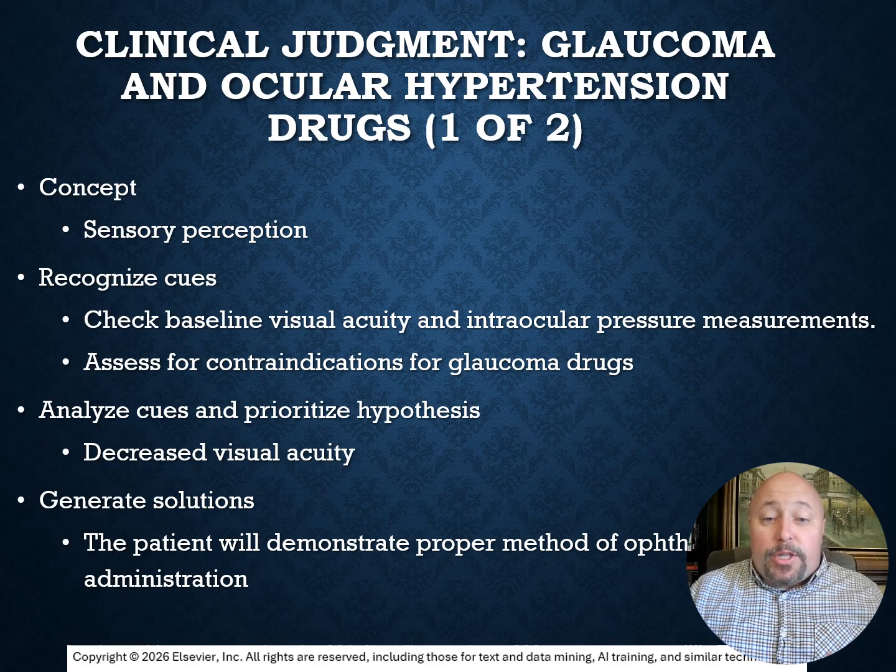When dealing with glaucoma and ocular hypertension, we want to focus on the patient's sensory perception, checking baseline visual acuity as well as intraocular pressure measurement. We should also assess for any contraindications for glaucoma drugs.